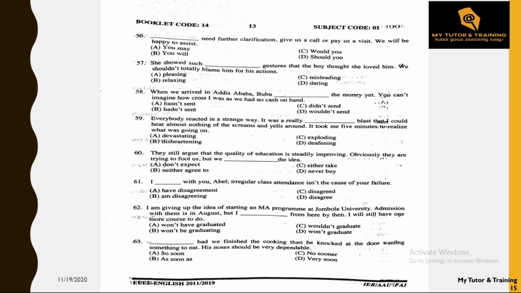The answer is, I won't have graduated. Won't means will not. So this is future perfect tense. Question 63. Dash, had we finished the cooking, then he knocked at the door wanting something to eat.